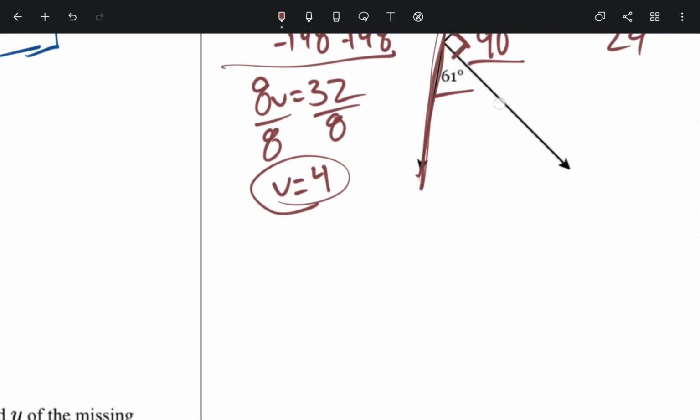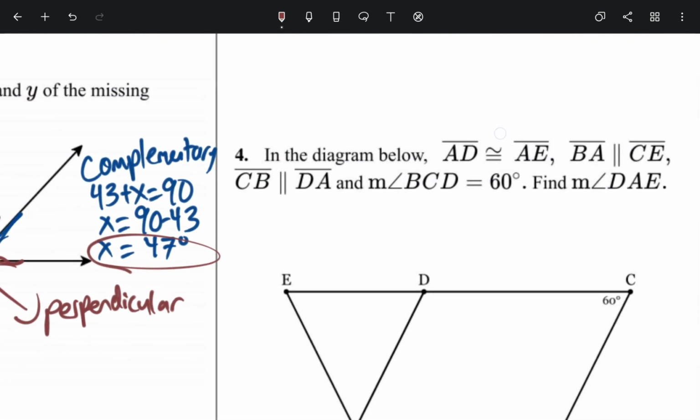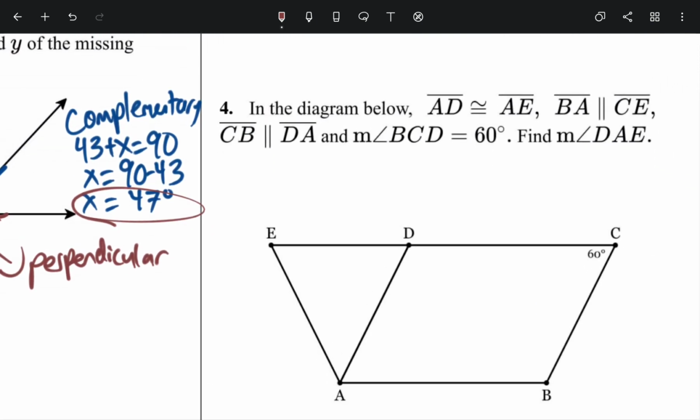Okay. Now let's look at number 4. So, this one's a little fun. In the diagram below, we are given that AD is congruent with AE. This one is actually more of a 1.2 question. So AD is congruent to AE. BA is congruent with CE. No, BA and CE are parallel.